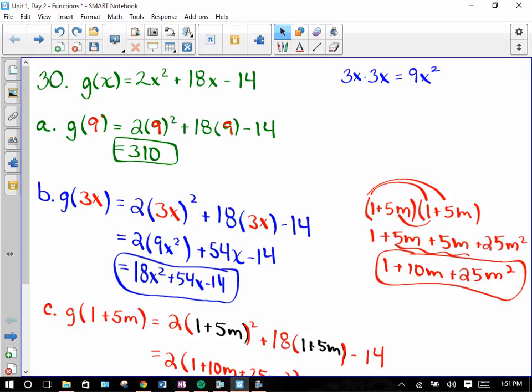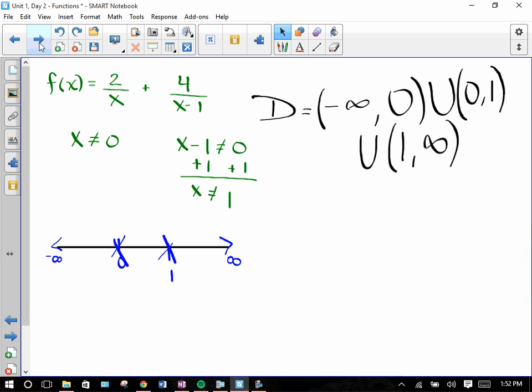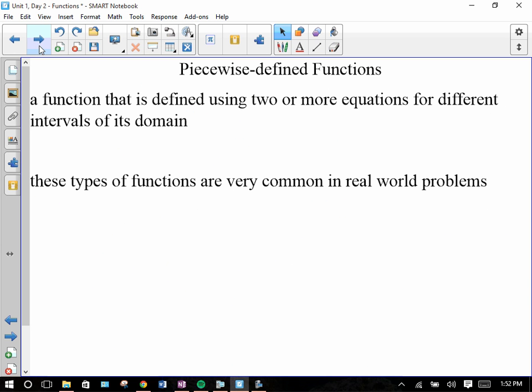Alright, so, a few notes to do. We need to talk about what are called piecewise defined functions. Okay? Piecewise defined functions. Alright, so I want you to write down this definition right now.